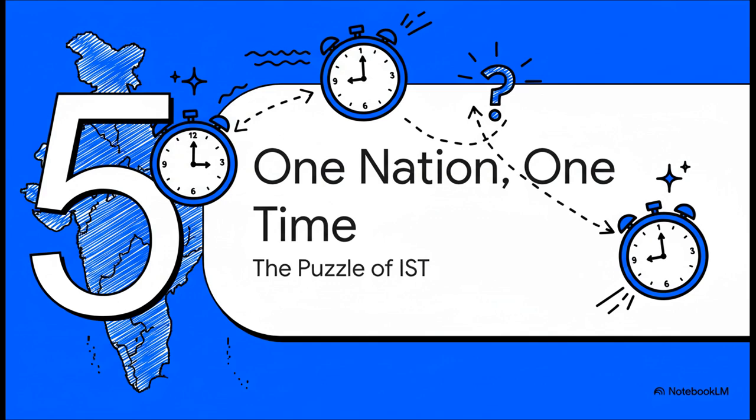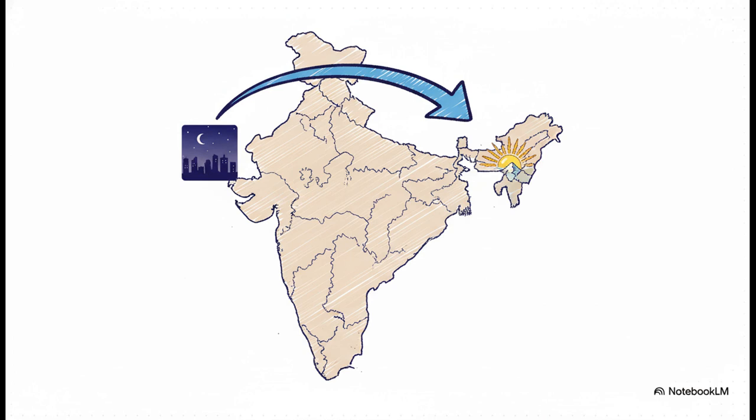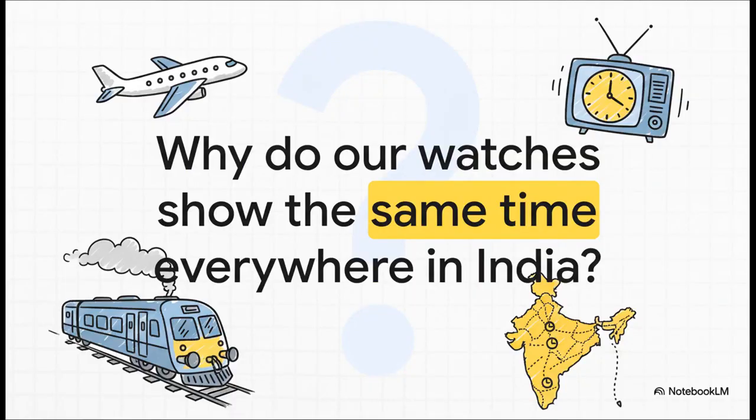Now for a very interesting and logical topic, Indian Standard Time. Because India is so wide from east to west, it creates a bit of a time puzzle. Let's figure it out. You see, because the Earth rotates from west to east, the sun always rises in the east first. This means in Arunachal Pradesh, which is in the east, the sun rises about 2 hours earlier than it does in Gujarat, which is in the west. 2 hours! That's a big difference.